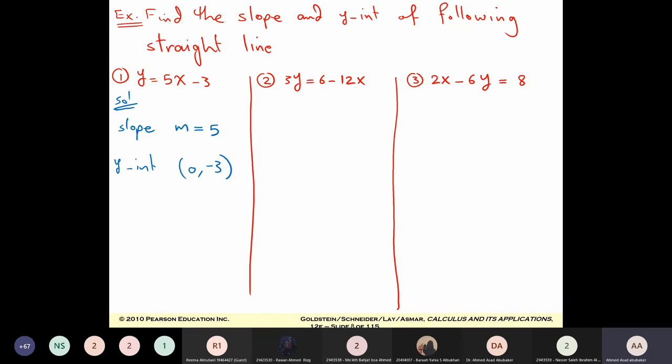Now, the second equation, what's the value of the slope?